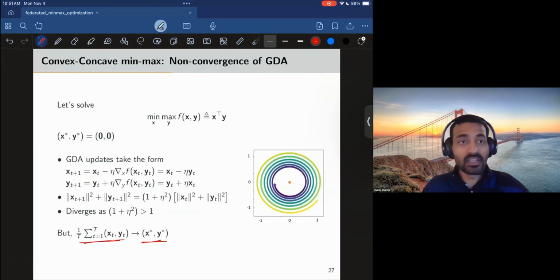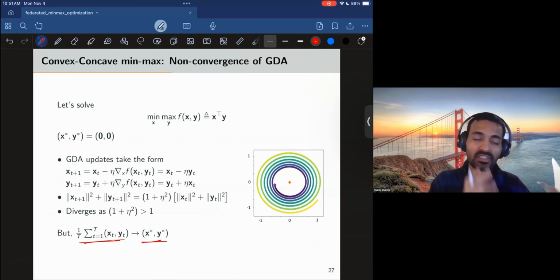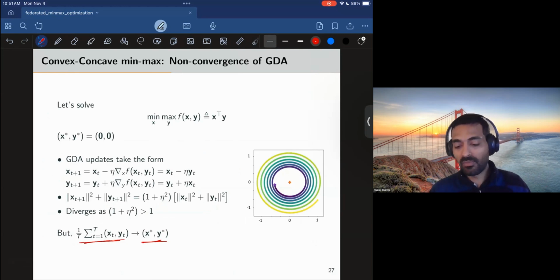So it turns out there does exist an algorithm which achieves this. So the problem is with GDA rather than with the class of functions itself. You can indeed solve convex concave min-max problems. It's just that you cannot do it with GDA because you get this spiraling out phenomenon for this very simple function.